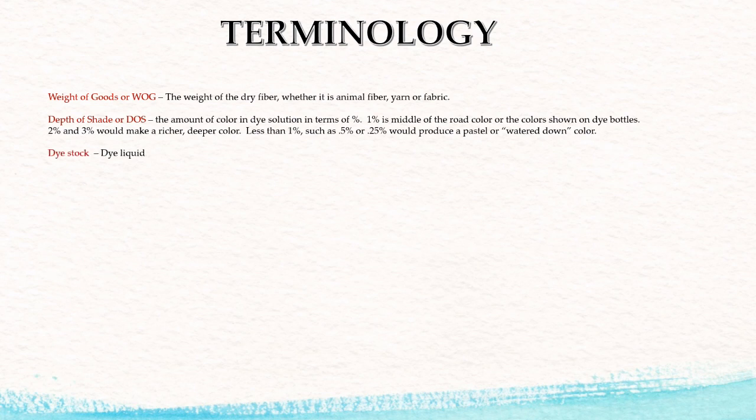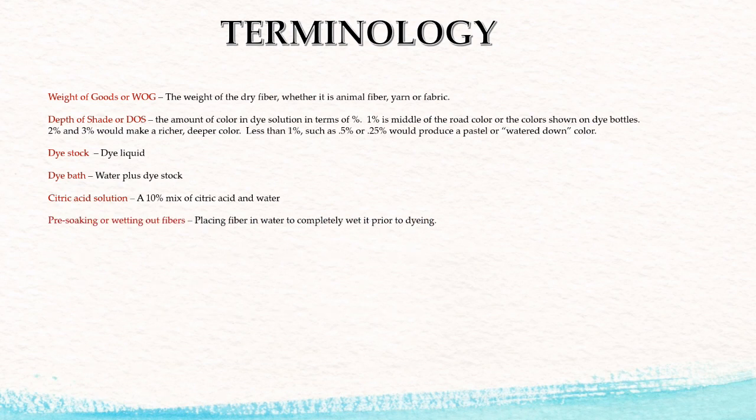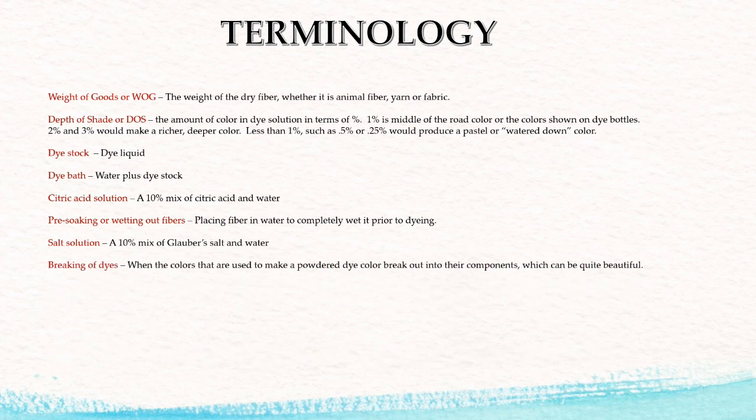Dye stock is your dye liquid. Dye bath is your water plus your dye stock. Citric acid solution is a 10% mix of citric acid and water. Pre-soaking or wetting out fibers: this is placing your fiber in water to completely wet it prior to dyeing. A salt solution is a 10% mix of Glauber's salt and water.